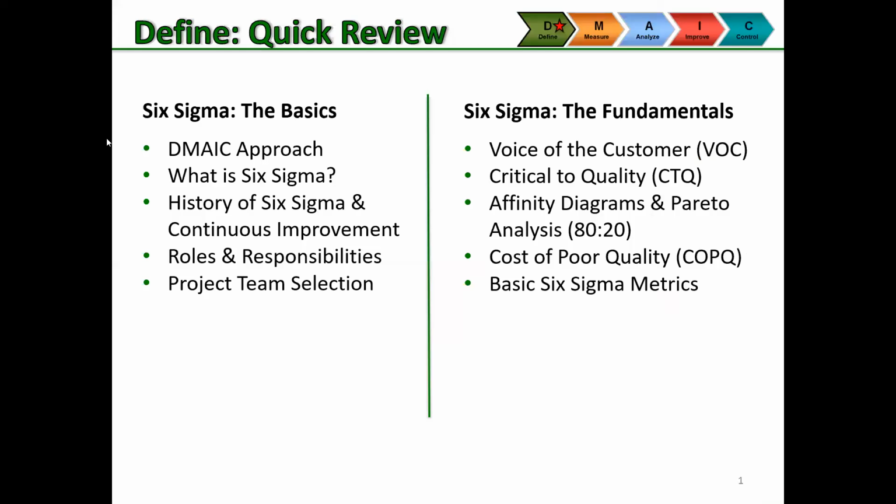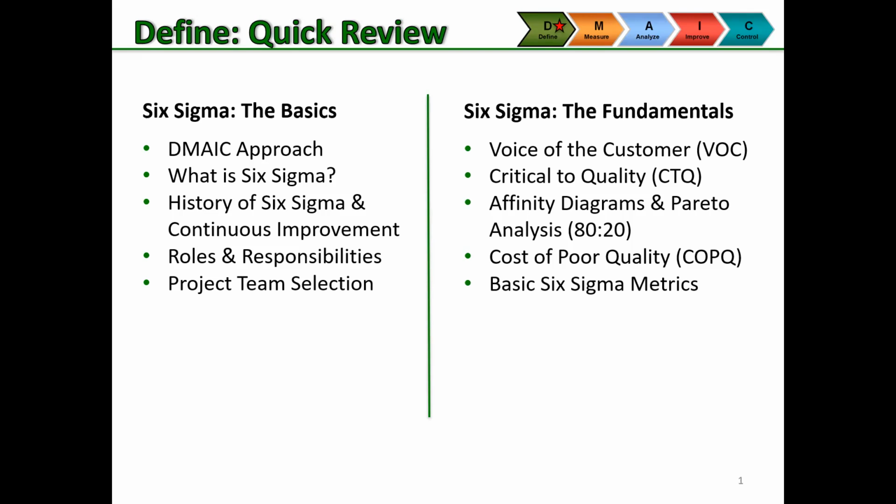And quick review of define. We got into what Six Sigma is, history, what are the roles and responsibilities on a Six Sigma team? How do we pick a team? Who needs to be on it? And then we got into stuff like voice of the customer. What does critical to quality mean? We did a little homework on Pareto. And I think one of the stunningest things out of define phase is the cost of poor quality. When you just look at scrap, for example, and what percentage of your total profit goes towards the cost of poor quality.